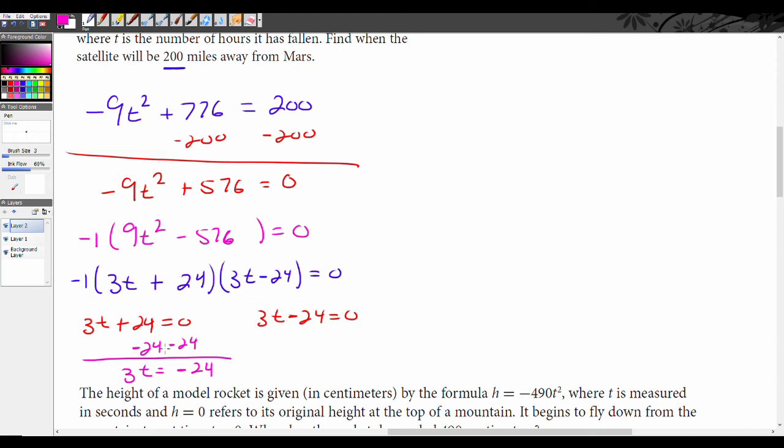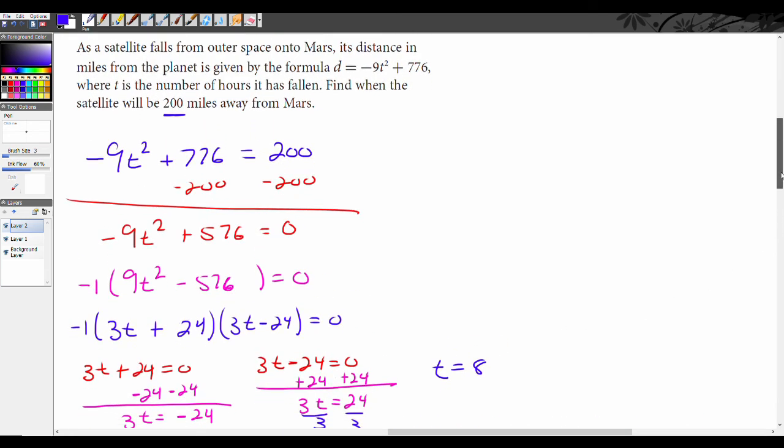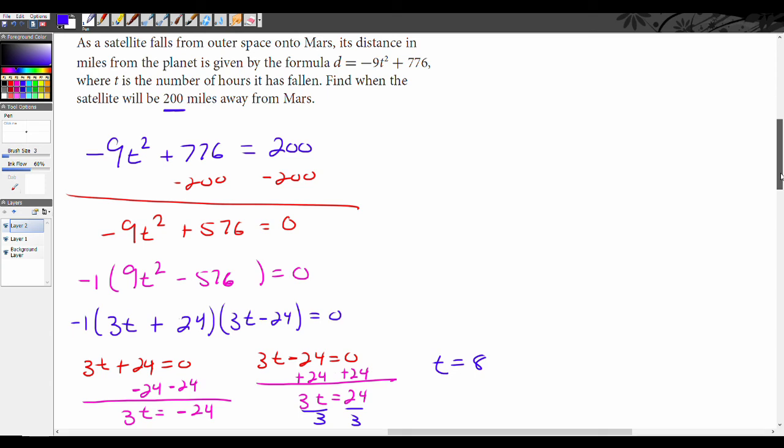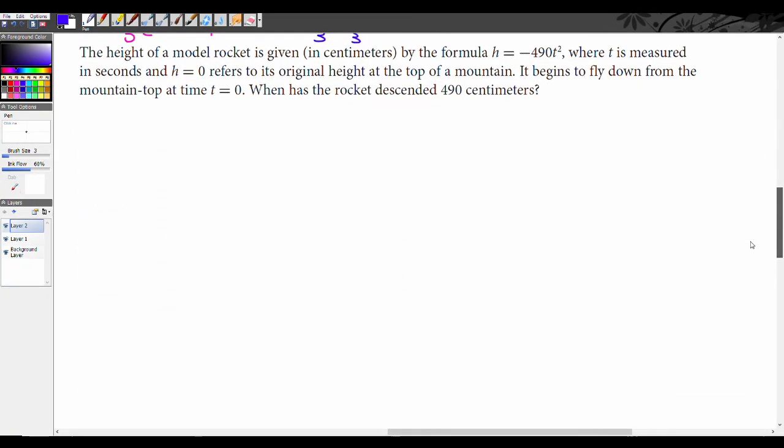So let's do the next problem. So we're going to add 24 here to both sides. We get 3t equals 24. And when we divide by 3, we get t equals 8. So it takes 8 hours, okay, for the satellite to be 200 miles away from Mars. All right? Okay. So our last example here.